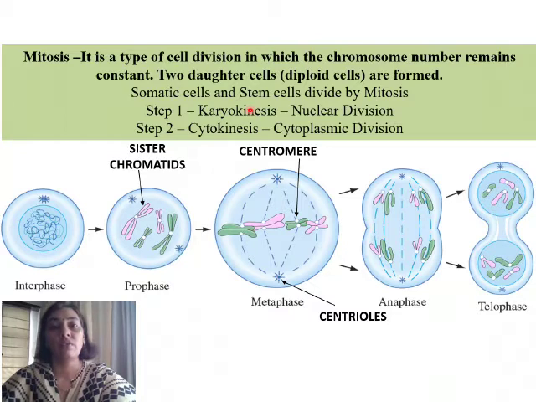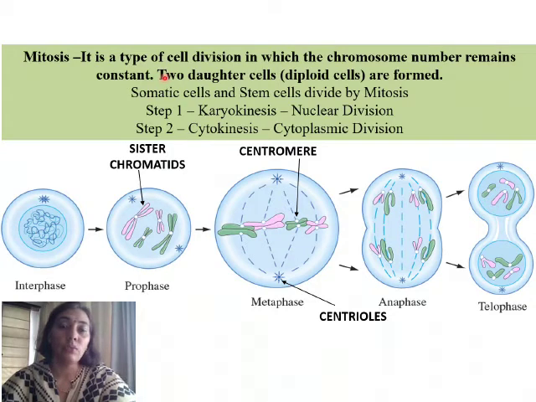Let us first see the definition of mitosis. It is a type of cell division in which the chromosome number remains constant. Means if the parent cell has two sets of chromosomes, the new cells, which are also called daughter cells, will also have two sets of chromosomes. So in mitosis, the chromosome number remains constant in the parent cell and the daughter cells.